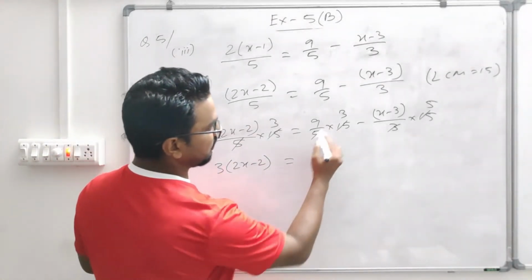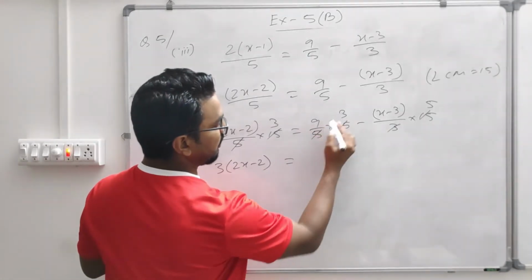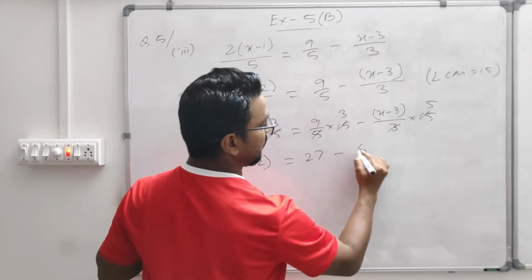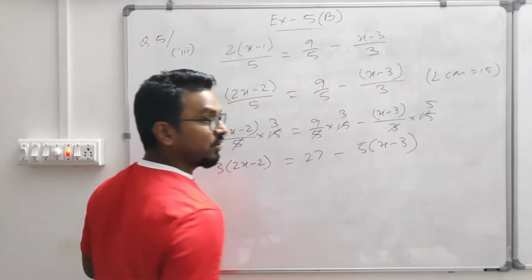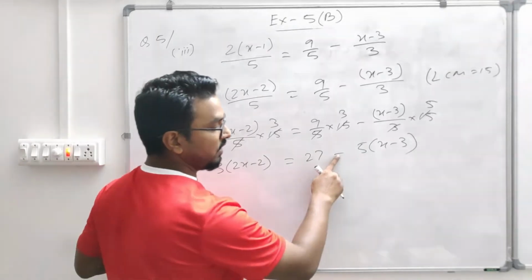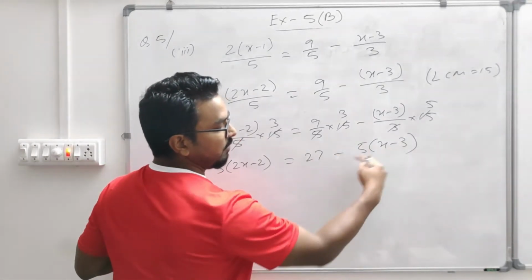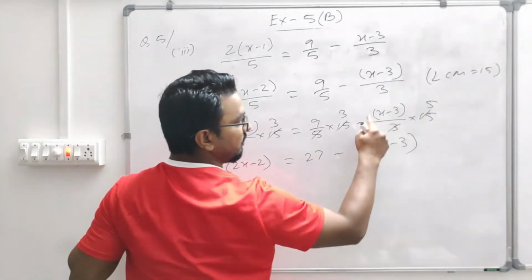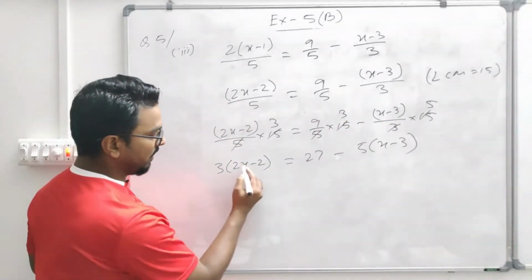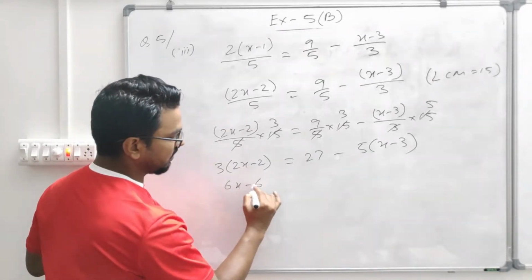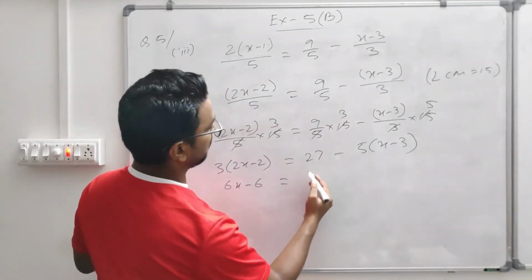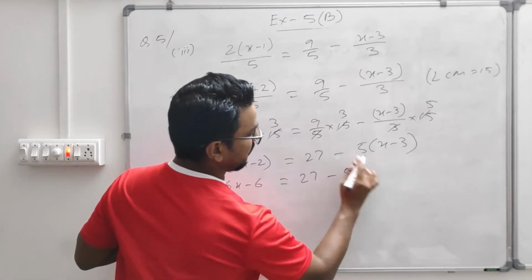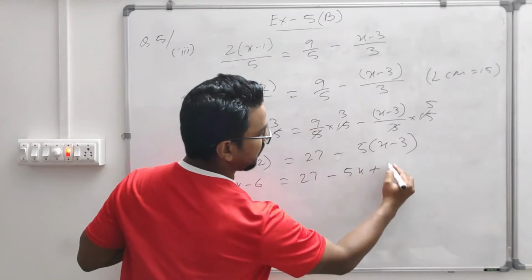Okay, this is the best method. You can directly multiply. You will get 27 minus... bring this 5 to the first place, so 5 into x minus 3, so that you will not get confused. Because if there is a minus sign while multiplying, there may be some mistake, so always try to bring this one to the first place. Now open the bracket: if you multiply, you will get 6x minus 6, and here this will become 27 minus 5x, and minus minus will become plus, 5 threes are 15.